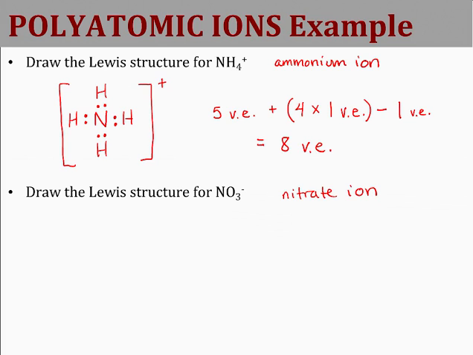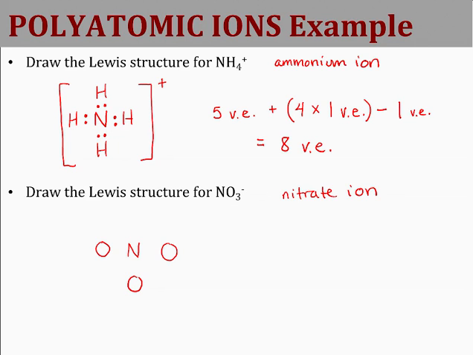Okay, so now let's look at the nitrate ion. All right, so nitrogen is by itself, so it will go in the middle. And then there are 3 oxygens, so we'll put those 3 oxygens around nitrogen. So this kind of looks like SO3 so far.